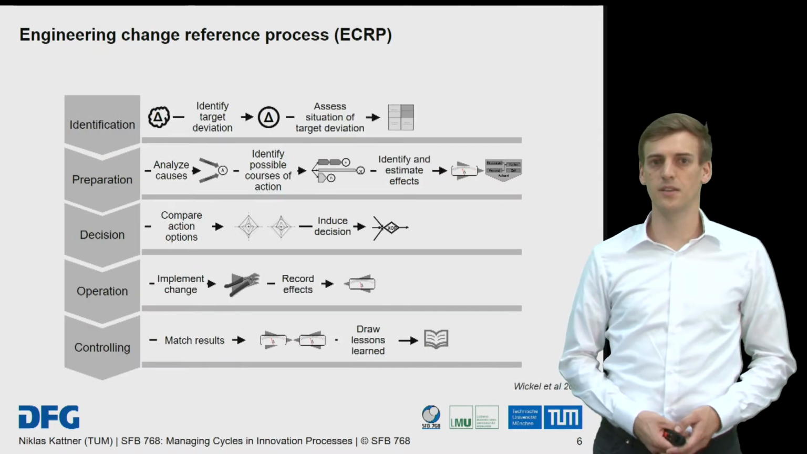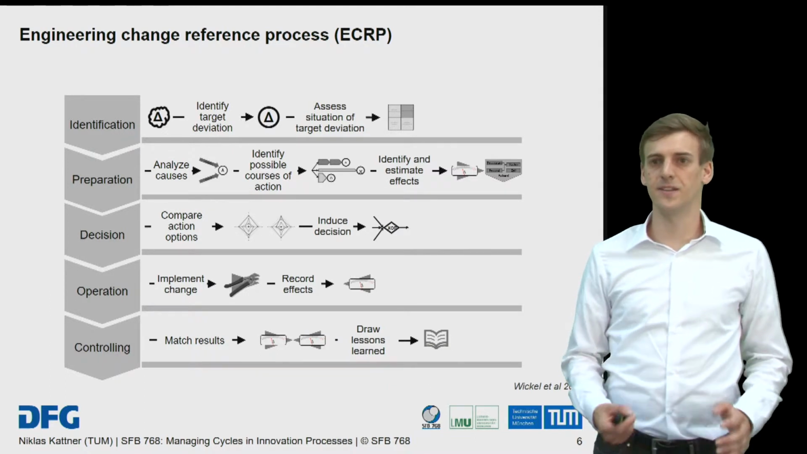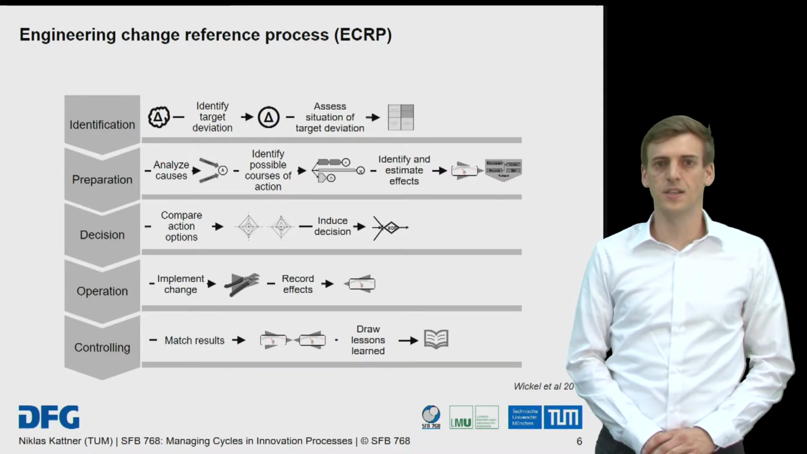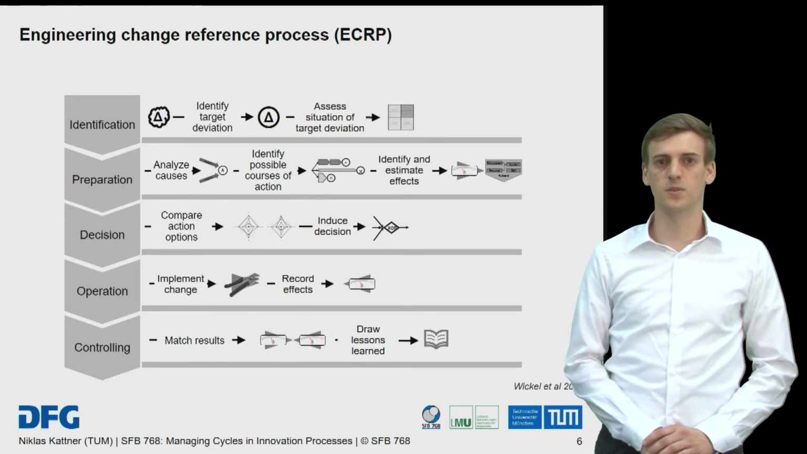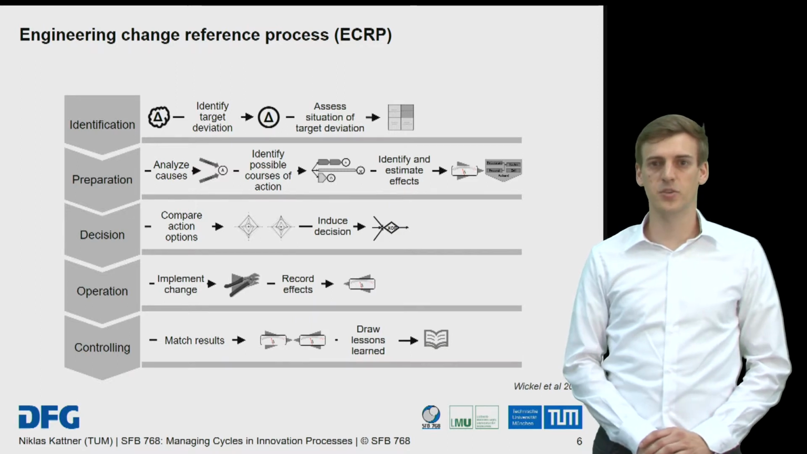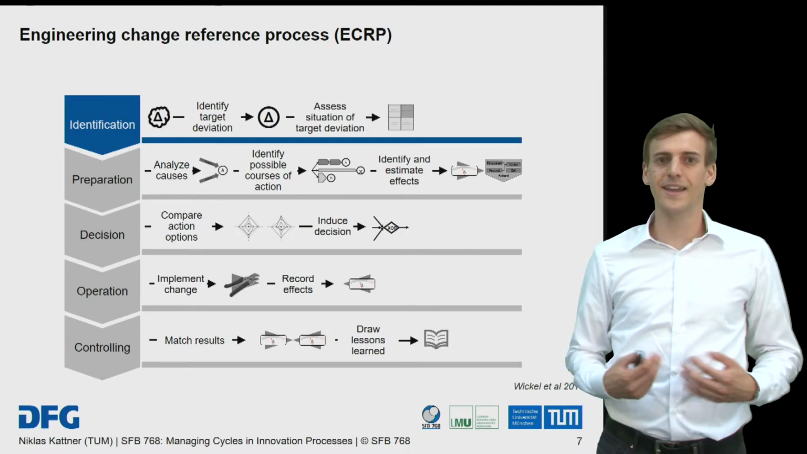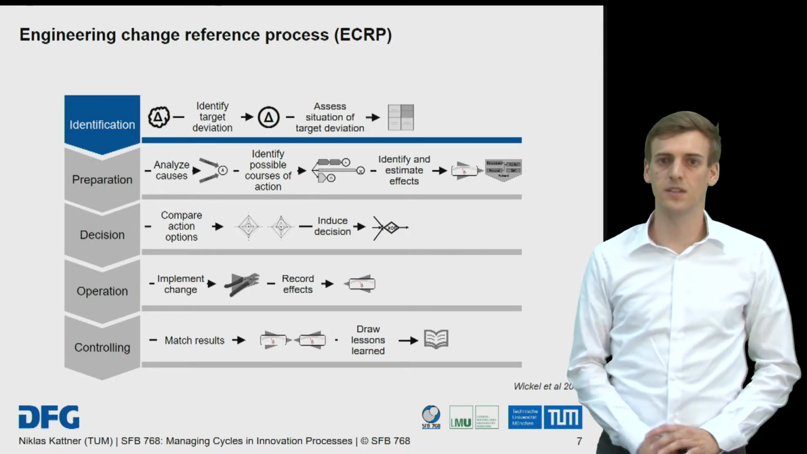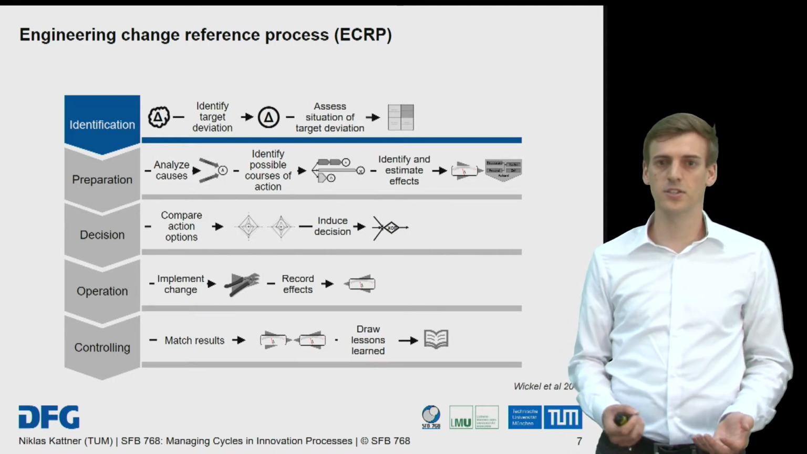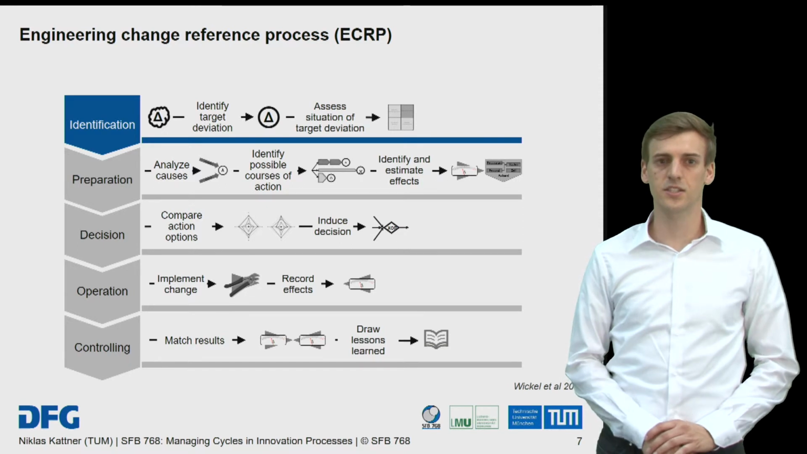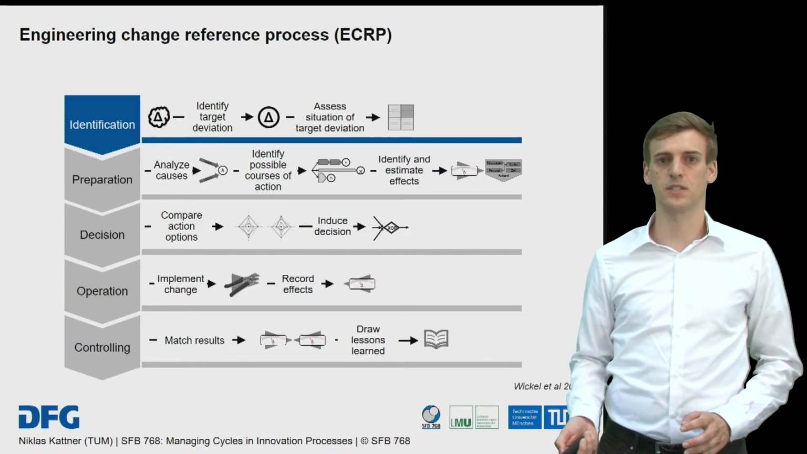The developed ECRP, or engineering change reference process, consists of 5 major steps: the identification, the preparation, the decision, the operation, and the controlling. Each of these steps includes several activities which describe the procedure in more detail and contribute to the overall goal of each step. The identification step starts with the identification of the target deviation. The second activity is the assessment of the situation regarding the necessity to change and relevant boundary conditions. Here, the further procedure is defined roughly.